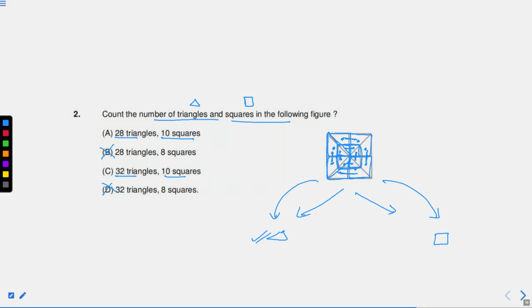Now use this half triangle, that is 25. Use this one, that is 26. Use this one, 27, and use this one, 28, right? Similarly, inside use this triangle, 29, 30, 31 and 32. So 32 triangles will be there.